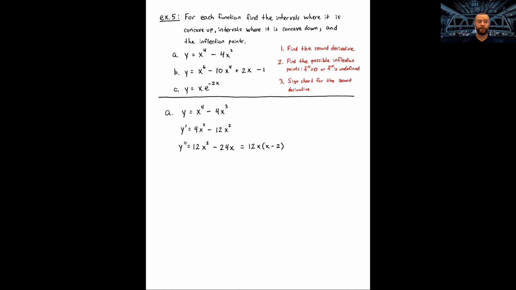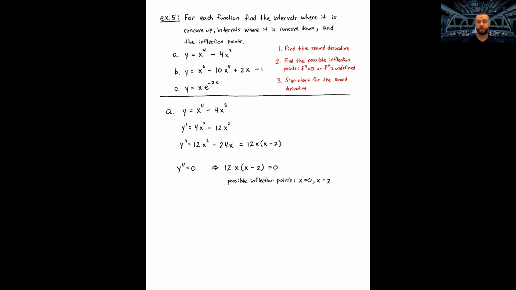Again, this is a polynomial. Polynomials are never undefined, so we can just worry about setting the second derivative equal to 0. And if we do that, since we already factored our second derivative, it's very easy to solve that. Just set each factor to 0, and you should get two solutions, x equals 0 and x equals 2. These are what we're calling possible inflection points. We don't yet know that these actually are inflection points, since we haven't seen if the concavity changes at these x values, 0 and 2.